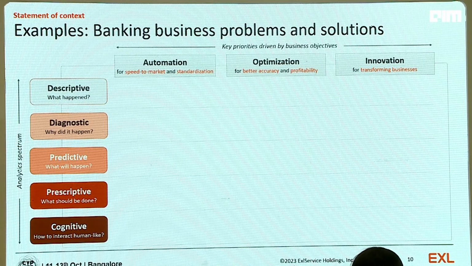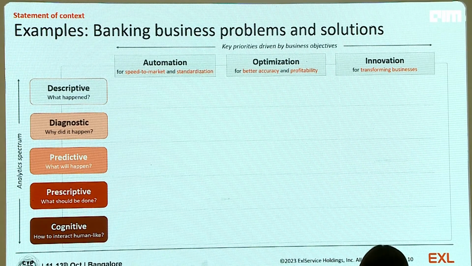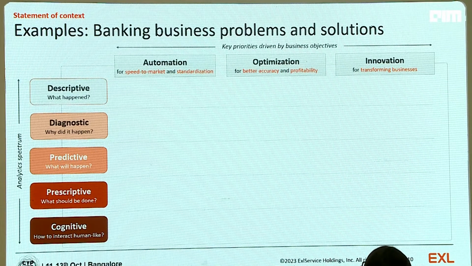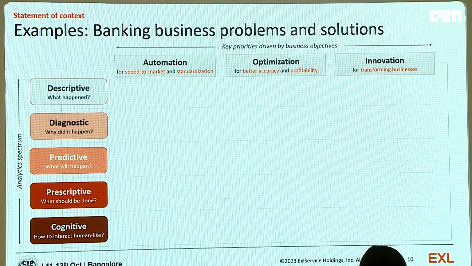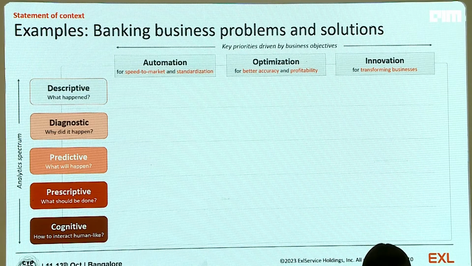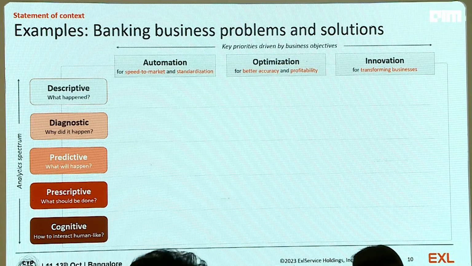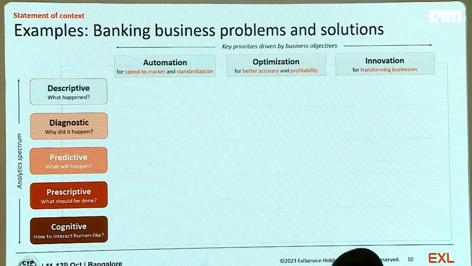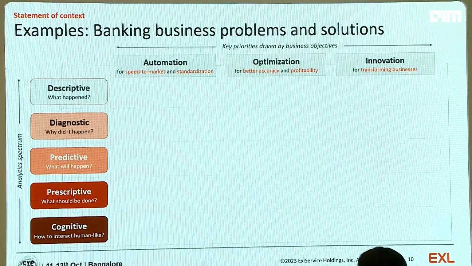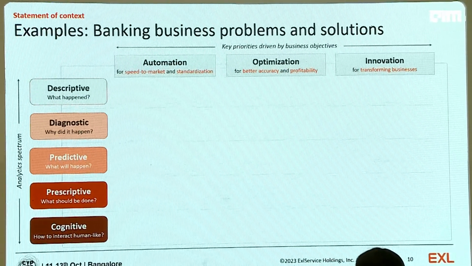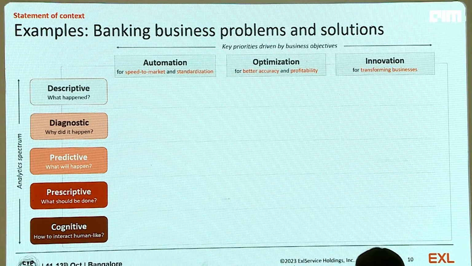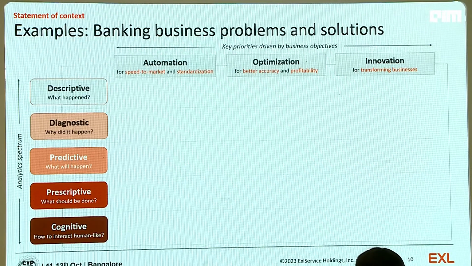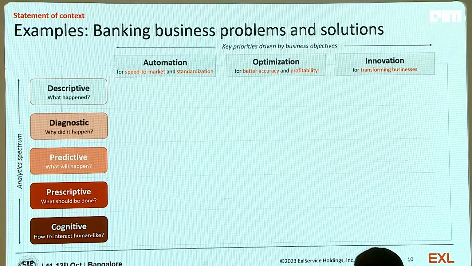So now let me show you this space where we are dividing the entire spectrum into the analytics spectrum versus the business objectives. Now, business objectives, as we discussed, are of many types. So we can categorize them into three broad categories: automation, optimization, and innovation. Automation is primarily to make sure that there is speed to market and standardization, so that everyone who is, for example, working on something is producing the standardized output for the business to consume.